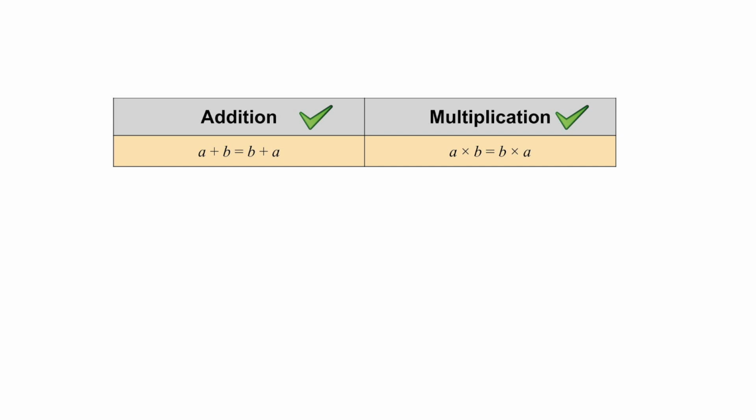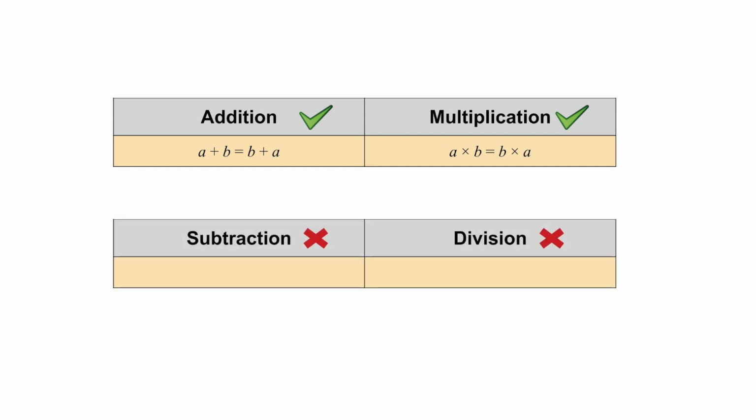While addition and multiplication are commutative, subtraction and division are not. That is, 6 minus 3 is not equal to 3 minus 6, and 6 divided by 3 is not equal to 3 divided by 6. We will return to this in part 2.